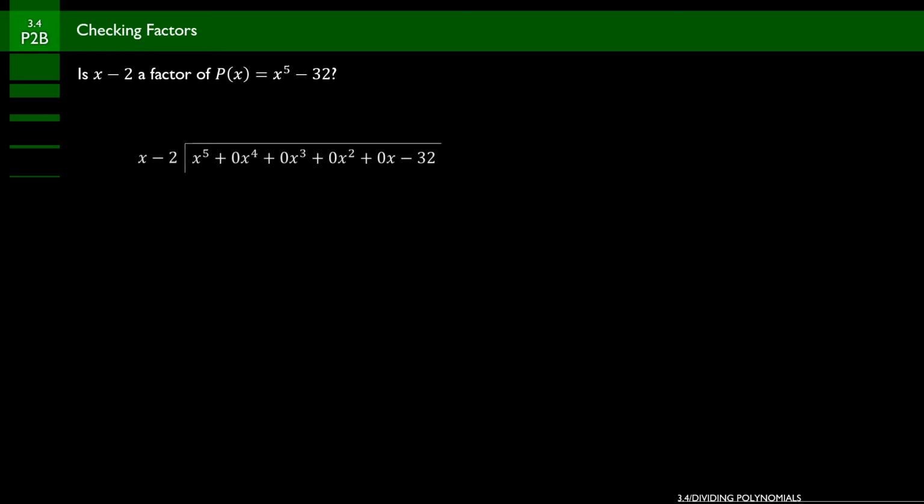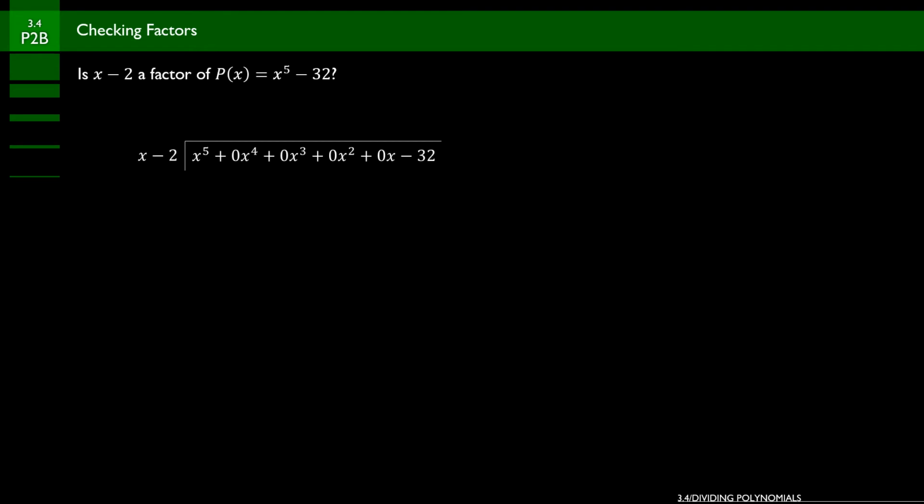In B, we're going to do the same thing. We're going to check to see if x minus 2 is a factor of x to the fifth minus 32. So with x minus 2, there's nothing that we have to do to adjust that, but x to the fifth minus 32 is missing the x to the fourth term, the x cubed term, the x squared term, and the x term. So all of those have to be filled in with zeros. So we will have x to the fifth plus 0x to the fourth plus 0x cubed plus 0x squared plus 0x minus 32. We have to do this.